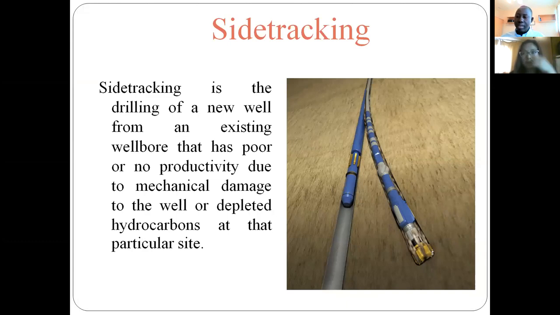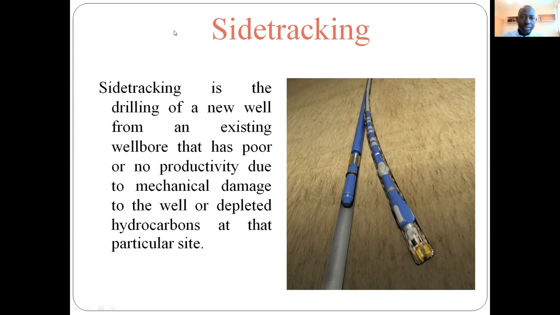Okay, the definition of sidetrack drilling is the drilling of a new well from an existing well bore that has poor or no productivity due to mechanical damage to the well or depleted hydrocarbons at that particular site. So what does this imply? What this implies is, as I already started mentioning about the uses of sidetrack drilling. So when you look at the definition, you see that we drill another well bore from the existing well, right?